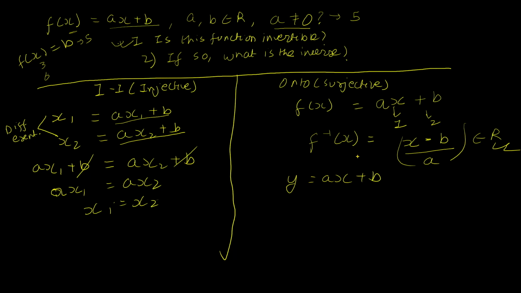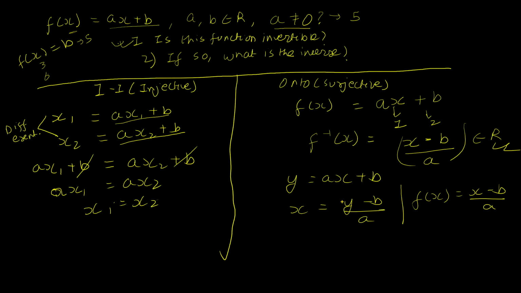Whenever you solve for x, you are effectively undoing the process. So x in this case would be y minus b divided by a. And therefore, your inverse would just exchange the rules for x and y, right? So your inverse would be f inverse of x equals x minus b by a, right? So this function would be the inverse, like this one.